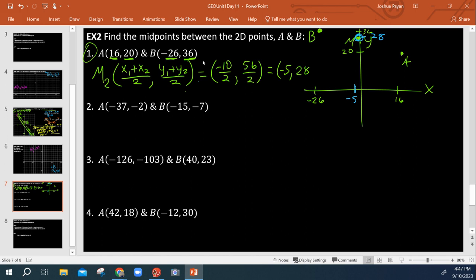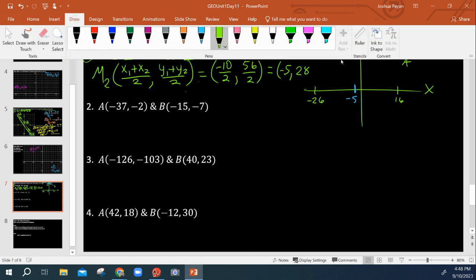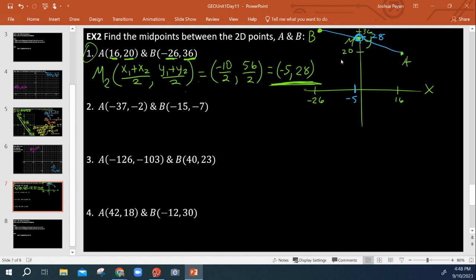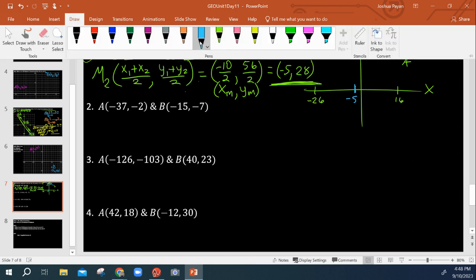Okay, and we see that that's right smack dab in between points A and B. Even though my picture's kind of crappy, it still ends up working out. Okay, so my final answer for my midpoint simply comes from literally my x midpoint, comma, my y midpoint. That's all we're doing here. We're doing one-dimensional midpoint 2 times, one for each dimension. All right, so let's do another example.